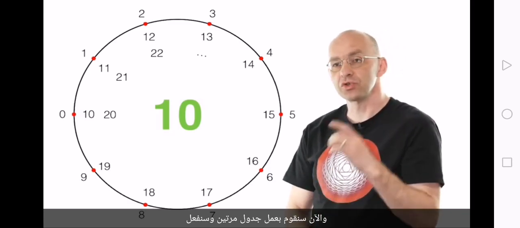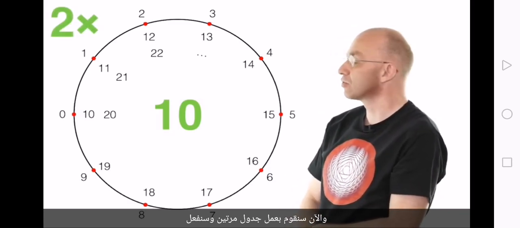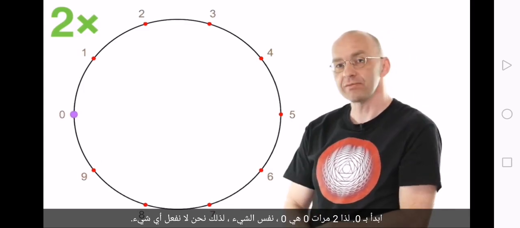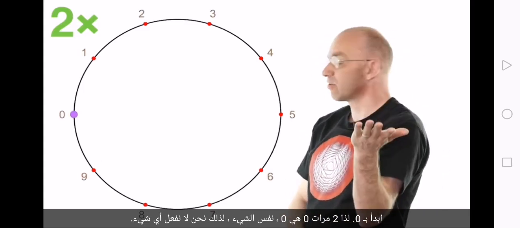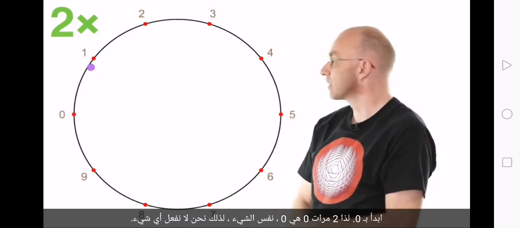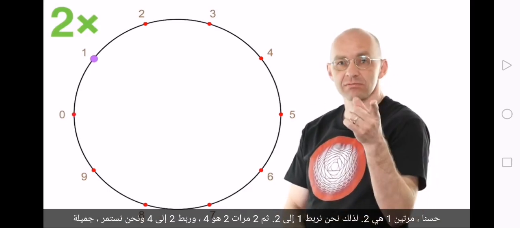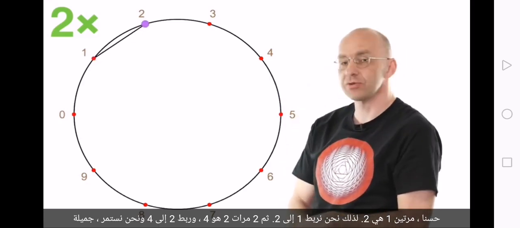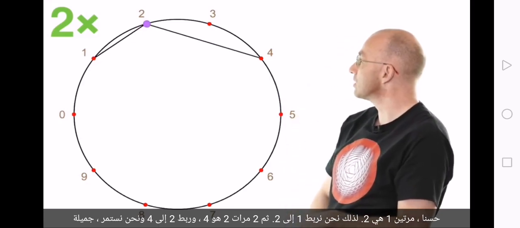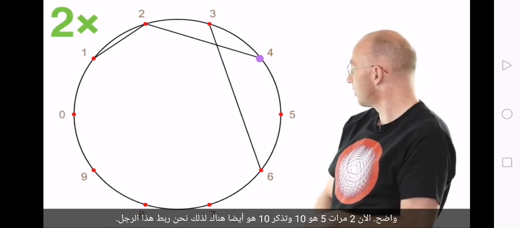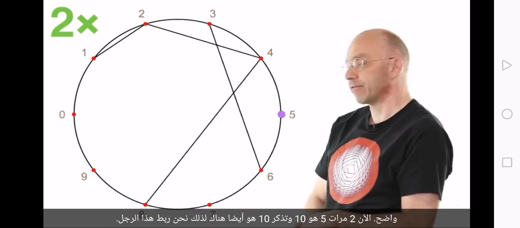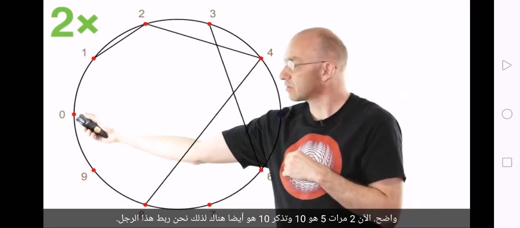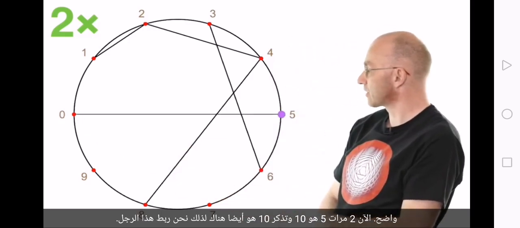And now we're going to do the 2 times table, and we'll start with 0. So 2 times 0 is? 0. So same thing, we don't do anything. 2 times 1 is? 2. So we connect the 1 to the 2. Then 2 times 2 is? 4. Okay, so we do this, and we keep on going, pretty obvious. Now 2 times 5 is? 10. Remember, 10 is also over there, so we connect that point up.